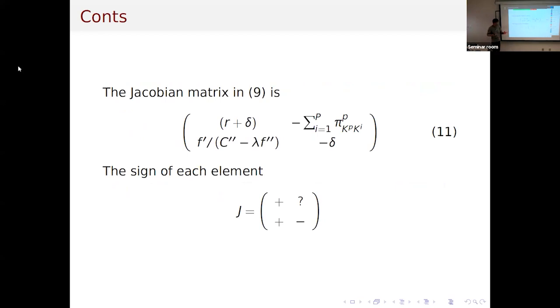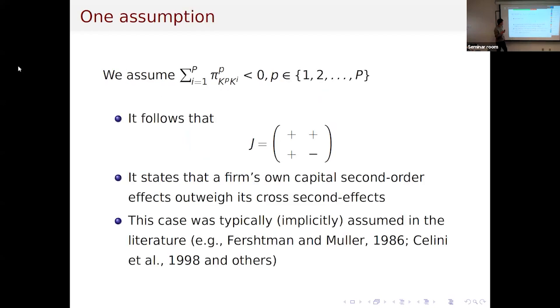So in order to get some nice results, we need to impose another assumption on the sign of this term. So we assume this summation is always less than 0. What is the meaning of the summation? Well, in a minute. If we assume this, then it basically follows that the Jacobian matrix has the desired property.